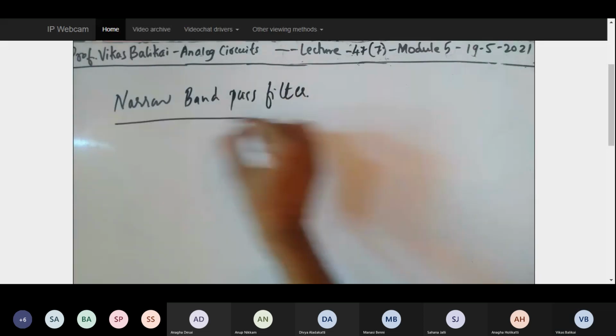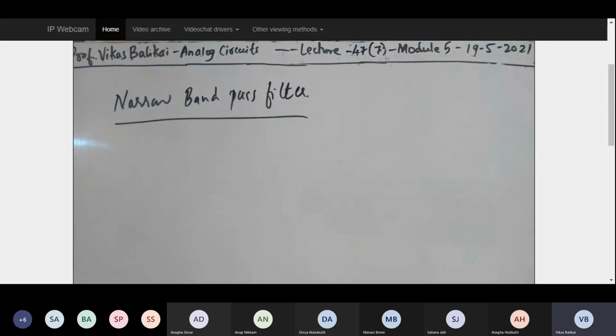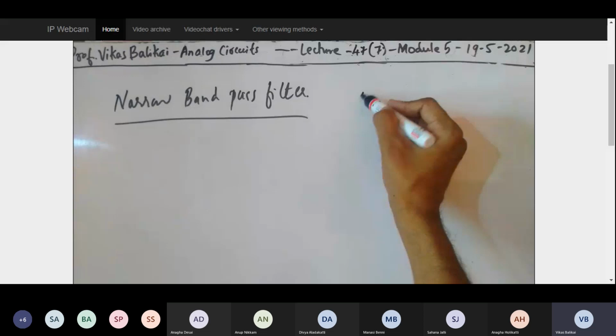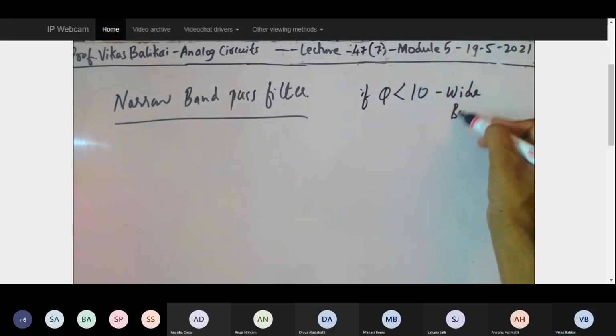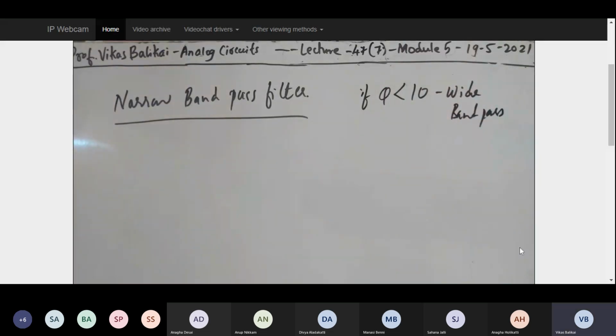In the last class, that is yesterday, we tried to analyze the band pass filter, which is exclusively used as the wide band pass filter, and we tried to analyze how the same circuit can be used as a narrow band pass filter also by changing the value of Q. We said that if the value of Q, which is nothing but my quality factor, is less than 10, then it is a wide band pass filter, and if my Q value is more than 10, then it is a narrow band pass filter.